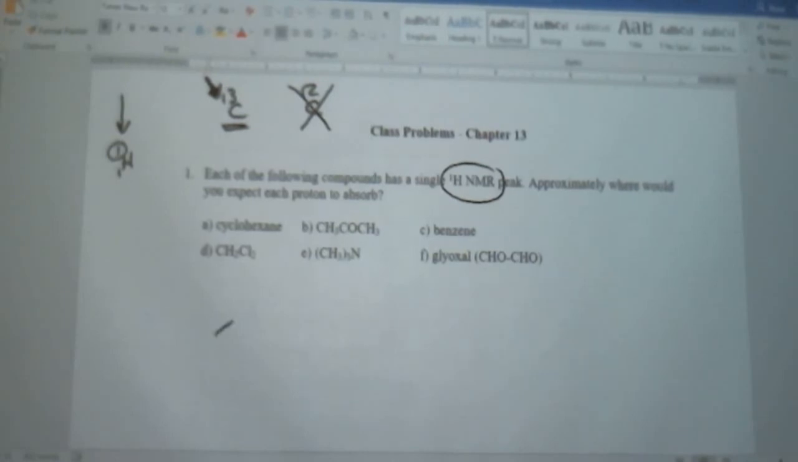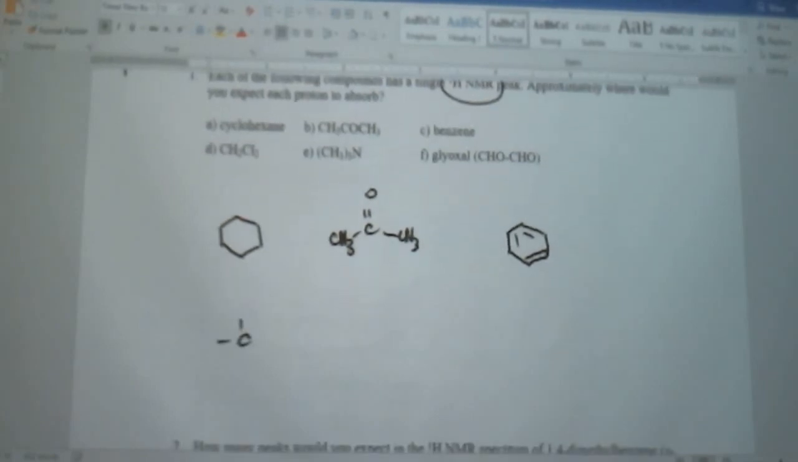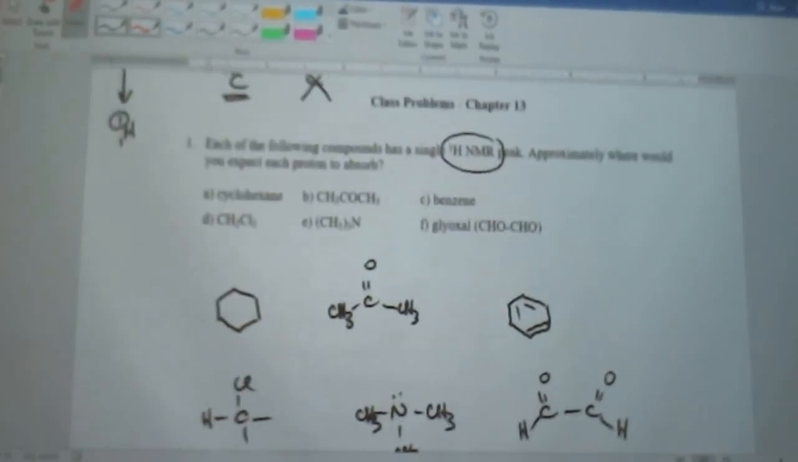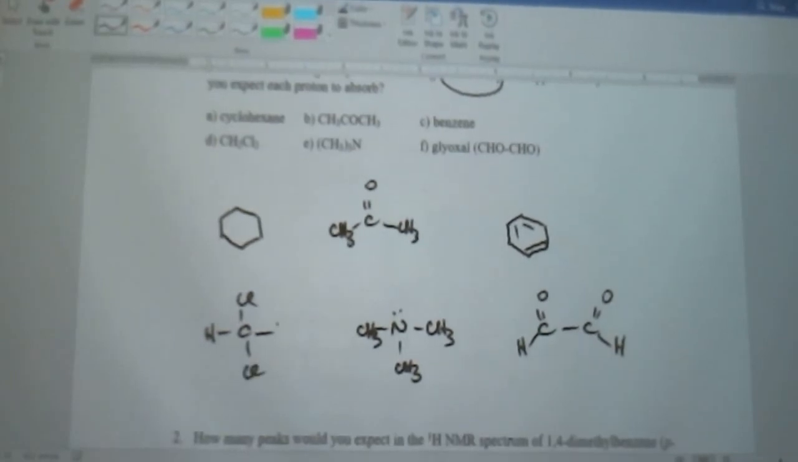So, here are these molecules: cyclohexane, acetone, benzene, dichloromethane, trimethylamine, and this dialdehyde, glyoxal. Now, I've carefully given you molecules that are perfectly symmetrical, so that all the hydrogens in each of these molecules are identical, and each of these molecules will only give you one peak, one absorption, because all the hydrogens in that molecule absorb at the same rate.